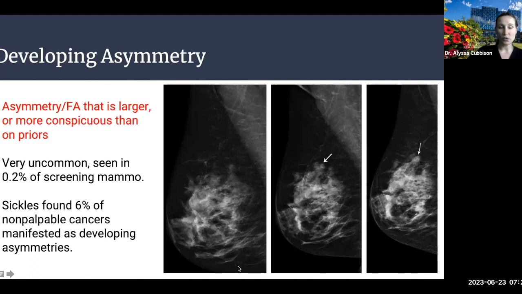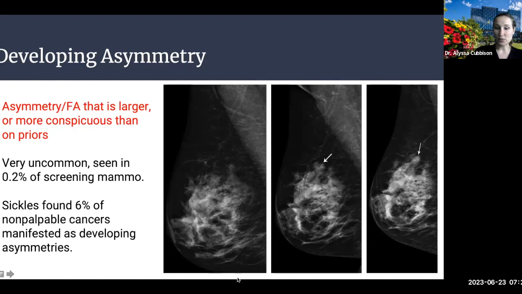So I am going to emphasize this a little bit more. This is the last of the four types of asymmetry I mentioned, our number four. Developing asymmetries are ones that are considered larger or more conspicuous compared to prior. I mentioned that new asymmetries or enlarging asymmetries usually get biopsied. Developing asymmetries have to have a prior because they need something to compare to, and we can see that it's slowly getting bigger.